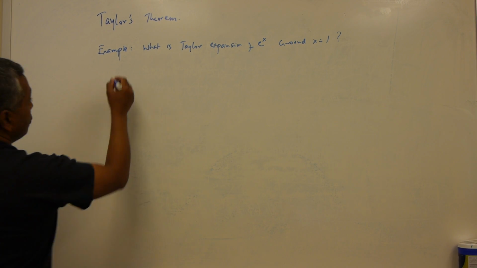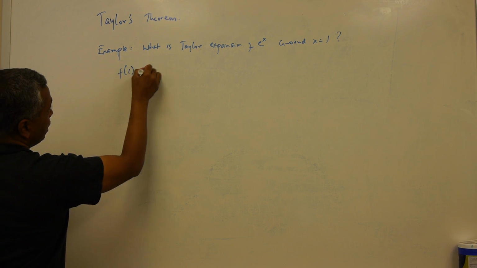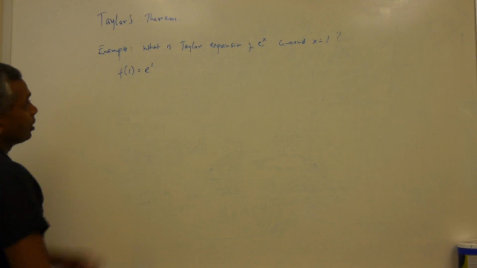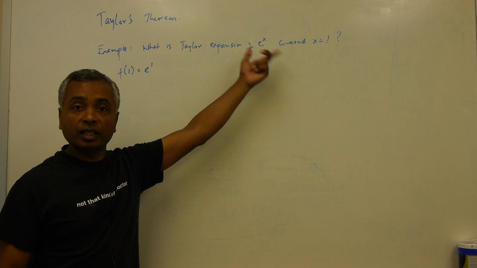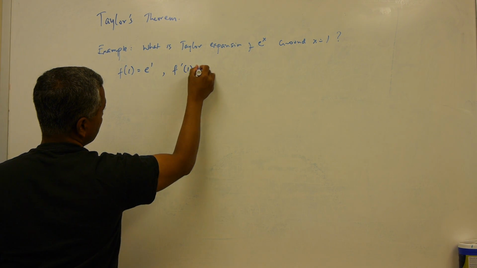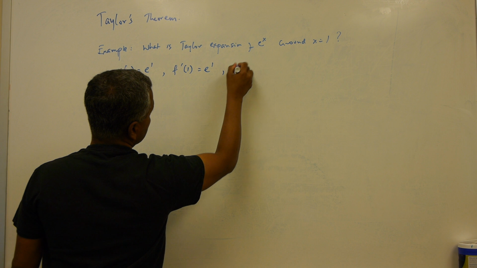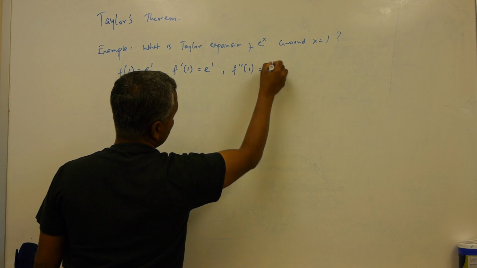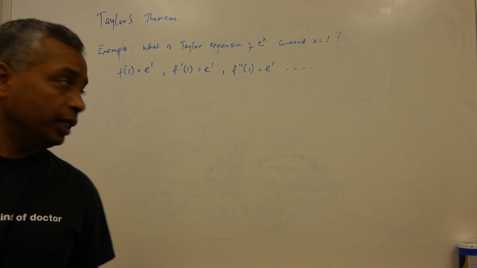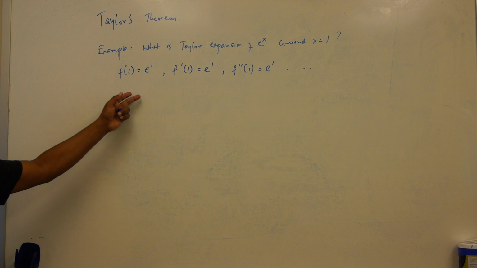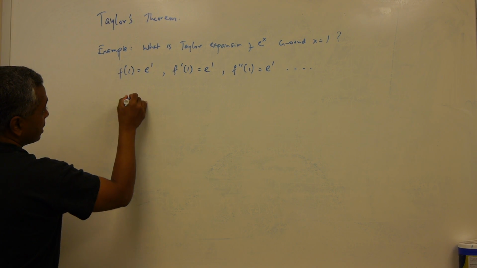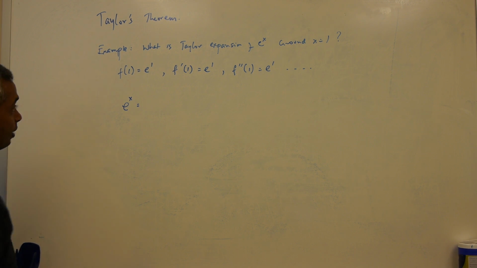So you know that f of 1 is simply e to the power of 1. Now you know that the derivative of e to the power x is e to the power x itself. So the first derivative at x equals 1 is simply e to the power 1. The second derivative at point 1 is e to the power 1, and so on. All derivatives are just e to the power of 1. So using my formula that I gave you earlier in this lecture, I can simply write e to the power of x as the function evaluated at point 1.